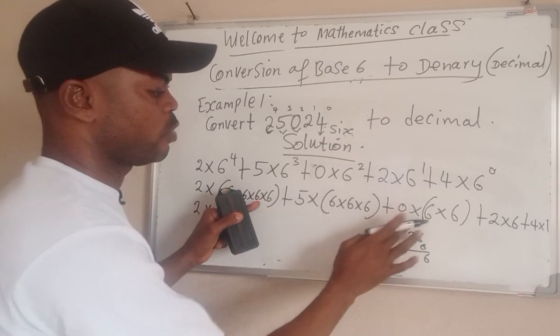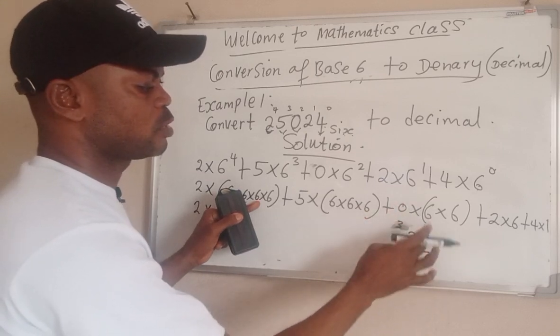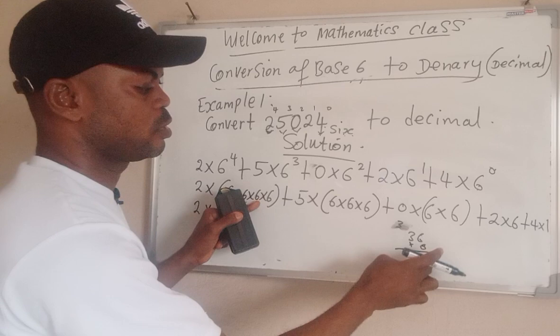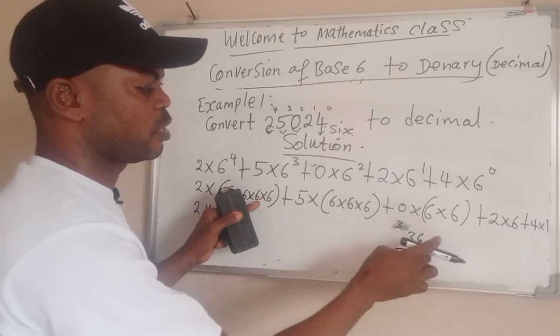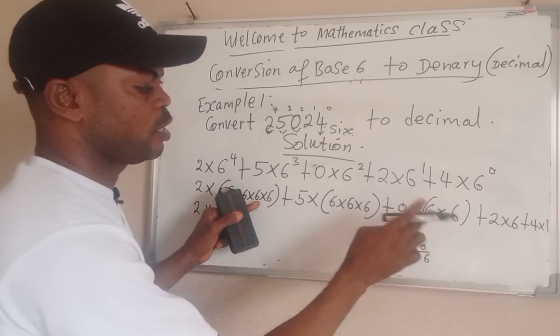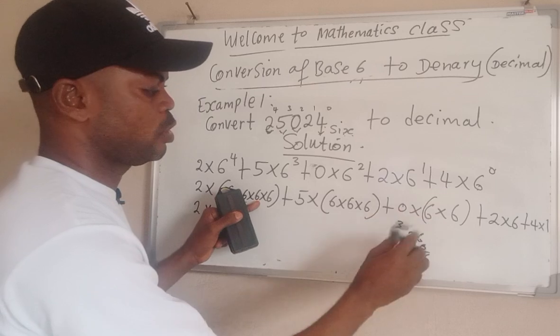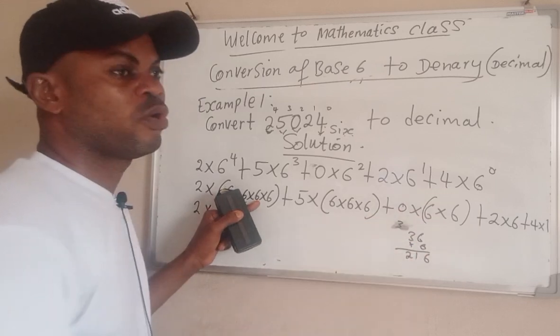Sorry, this is 3 you're carrying over. 6 times 6 is 36. Write down the 6, carry 3 over. Now 6 times 3, 18. 18 plus 3 gives you 21, which is 216.